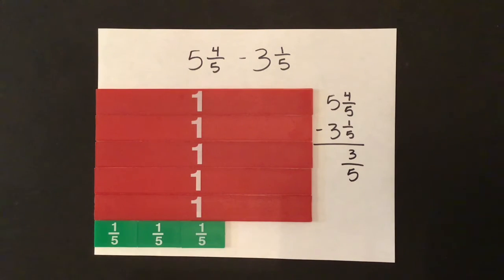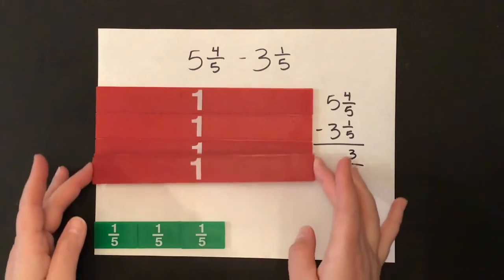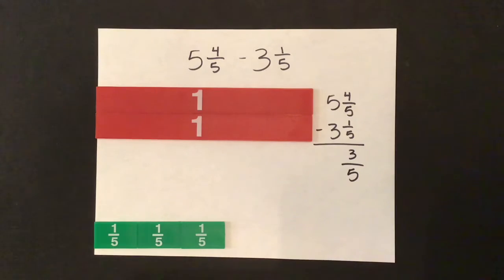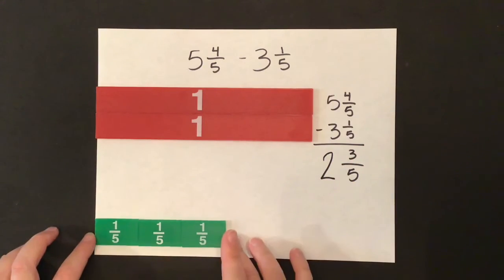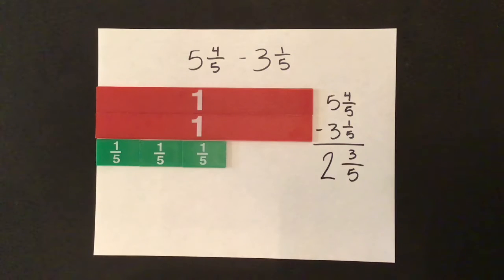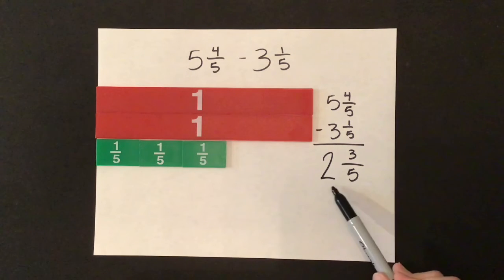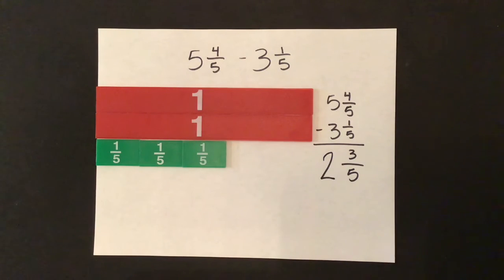And then we're taking away 3 wholes. That leaves us with 2 wholes. So the answer is 2 3/5.